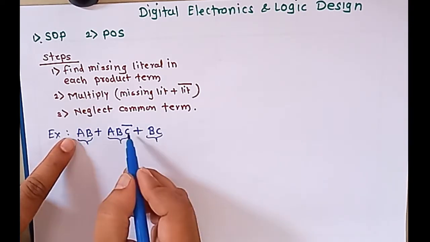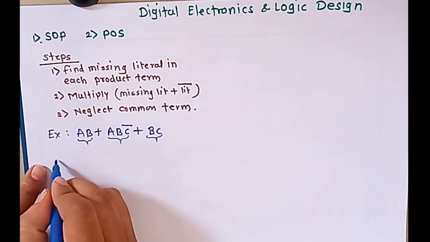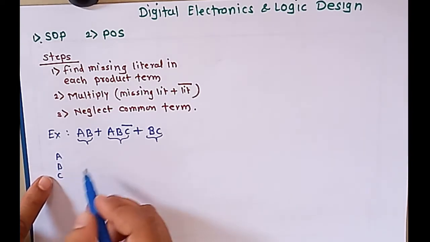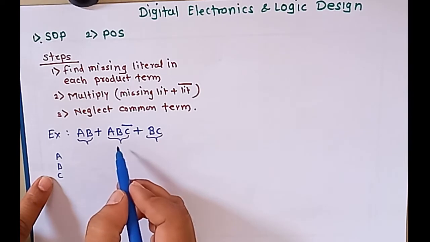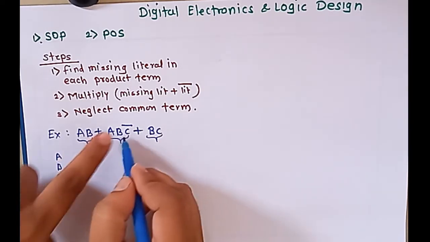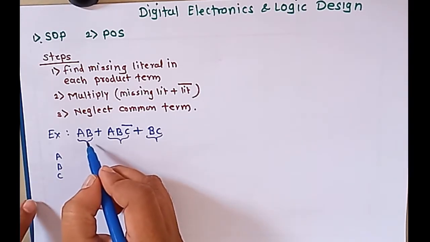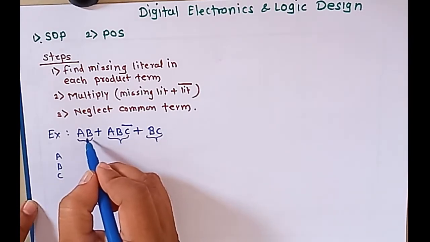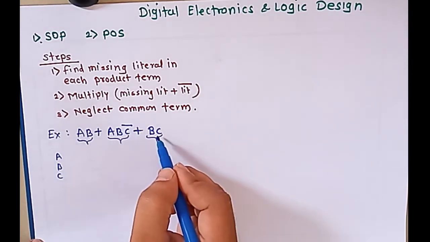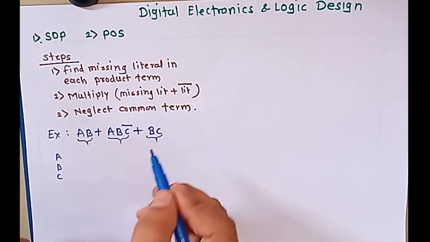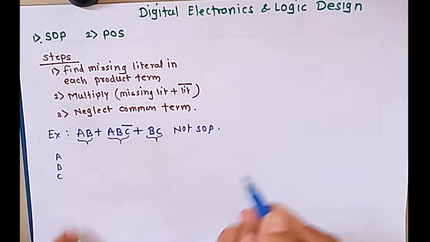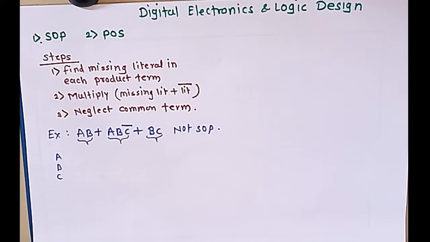A, B, C. So the maximum is three literals: A, B, C. To make this equation a standard SOP form, all these literals must be present in all the product terms. If we look at this equation, here one literal is missing, here all literals are present, and here also one literal is missing. So it is not in standard SOP form. Now we have to convert it into the standard SOP form.